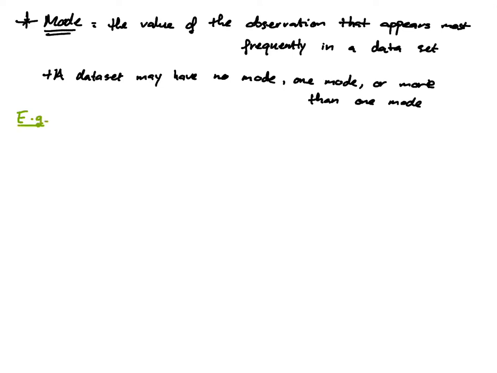Suppose I have a data set that contains 1, 3, 11, 5, 9, and 10. In this data set, each observation appears only once. And so this data set has no mode. Because each value appears only once.